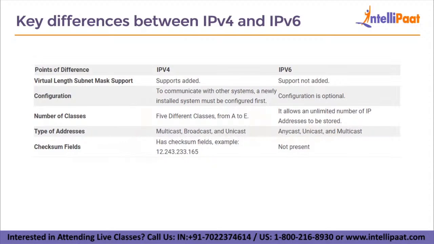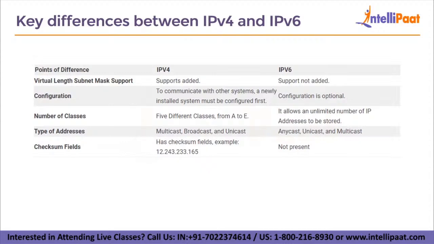Going on to the next factor, which is the number of classes that are present. Five different classes are present in IPv4, that is from A to E: A, B, C, D, E. Coming to IPv6, it allows for an unlimited number of IP addresses to be stored. So it is virtually unlimited number of addresses. Coming to type of addresses, in IPv4, it can be multicast, broadcast, or unicast. And coming to IPv6, it can be anycast, unicast, and multicast only.